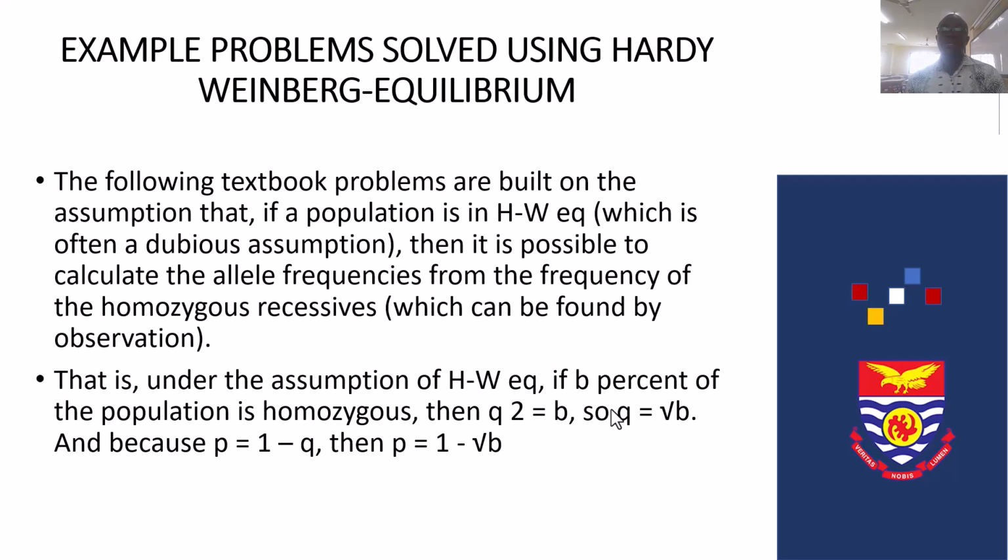That is, under the assumption of HW equilibrium, if B% of the population is homozygous recessive, then q² equals B, so q equals the square root of B. And because p equals 1 minus q, then p equals 1 minus the square root of B.